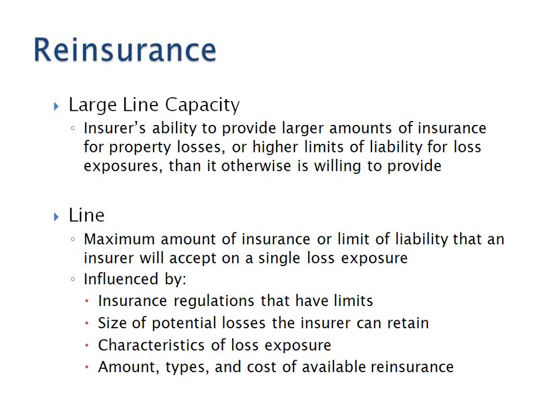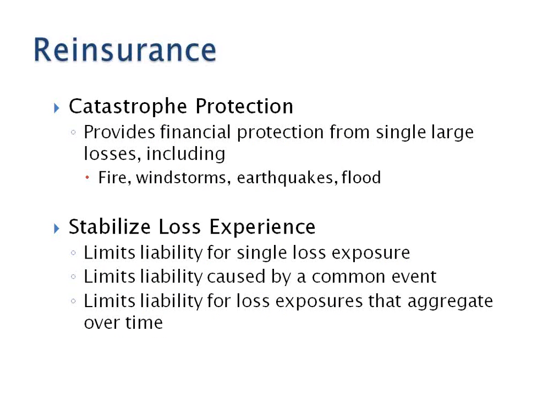So those can drive, and all that type of information is really available to insurance companies when they look at these things. We talked about catastrophe protection. I think, hurricanes, I think we all recognize this, but it provides financial protection from a single large loss event. And so that's where the catastrophe type of insurance would come in. It can stabilize the loss experience, basically, and how it can stabilize would be limits liability for one exposure, or limits liability caused by a common event, or limits liability for loss exposures that aggregate over a period of time.